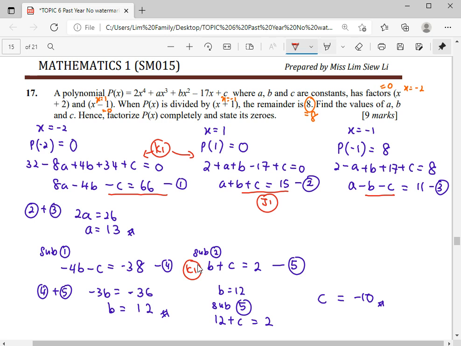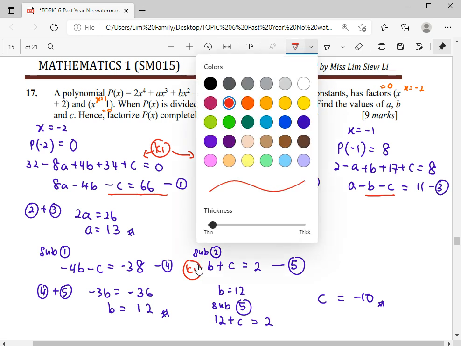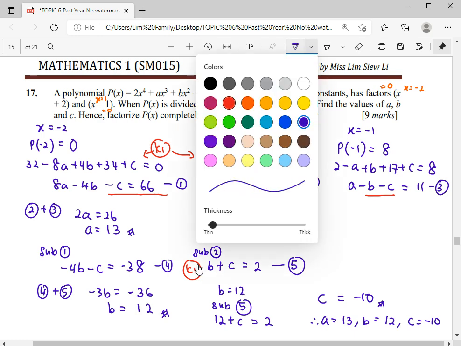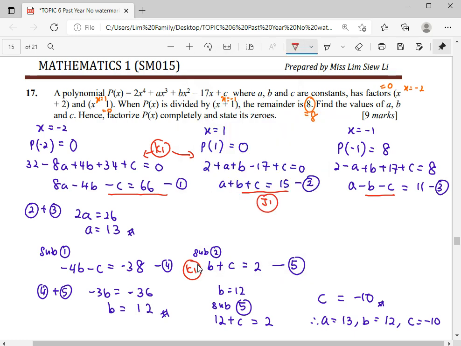So our answer here, I rewrite the answer. Finally, A will equal 13. Conclusion, B equals 12. C equals -10. Okay, so that will be our first part, finding ABC. Okay, we will continue.